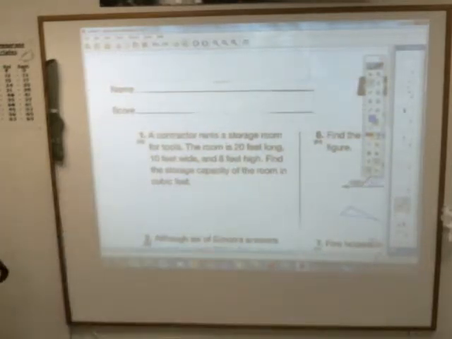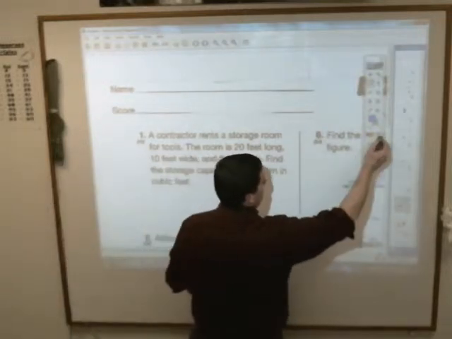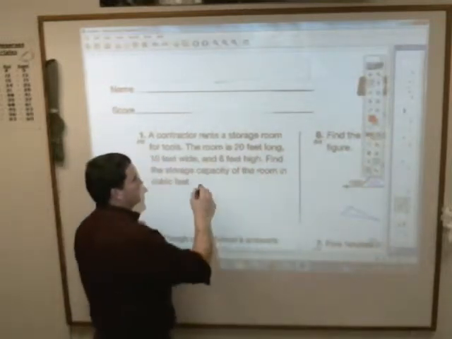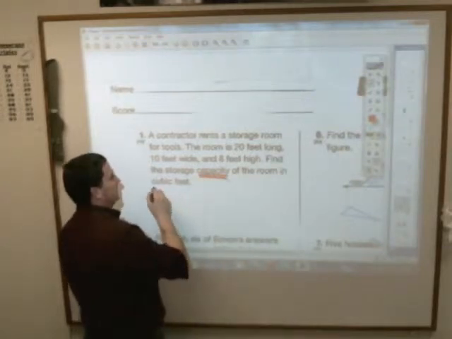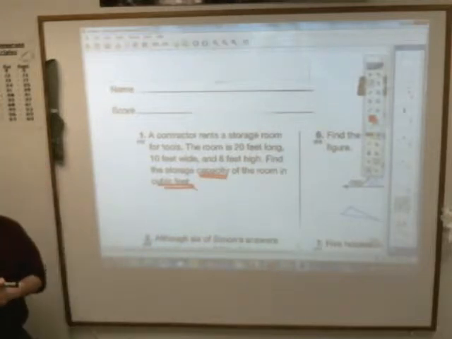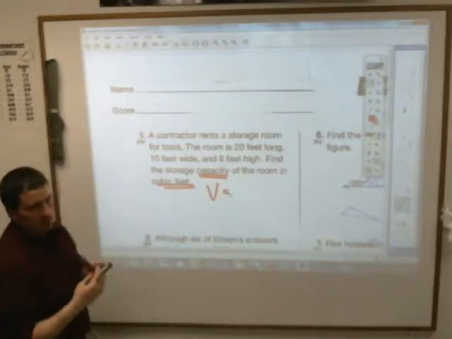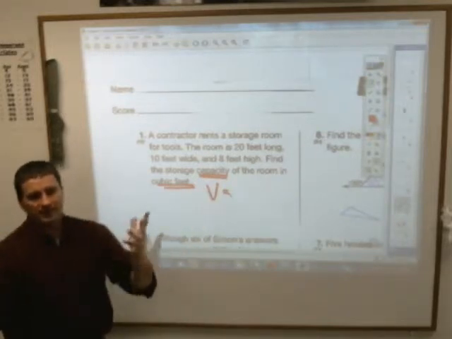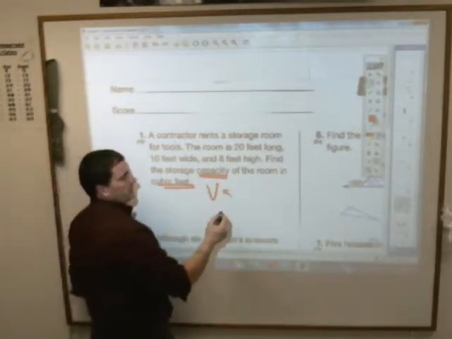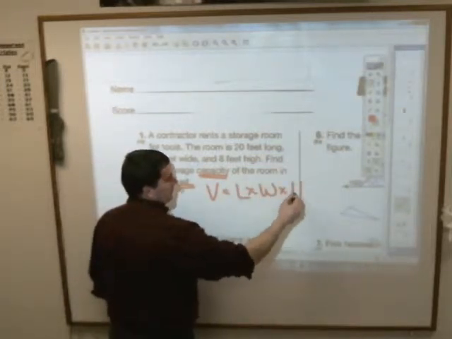A contractor rents a storage room for tools. The room is 20 feet long, 10 feet wide, and 8 feet high. Find the storing capacity in cubic feet. Ladies and gentlemen, anytime you're looking for capacity or it tells you it wants something in cubic feet, what do we call that in math? Volume. And what type of shape is this? A room is a rectangular prism, and that's an easy one because volume is always just the length times the width times the height. It's a box.